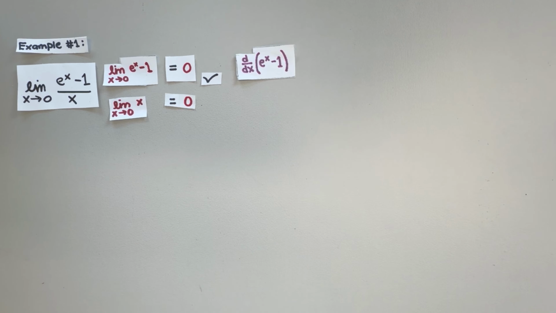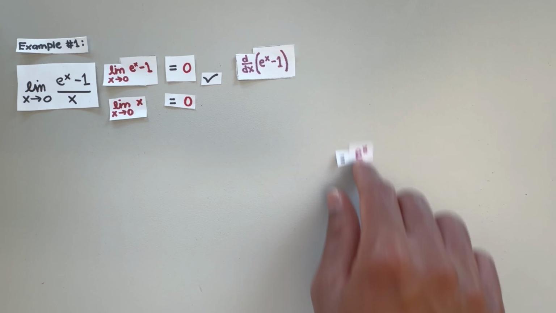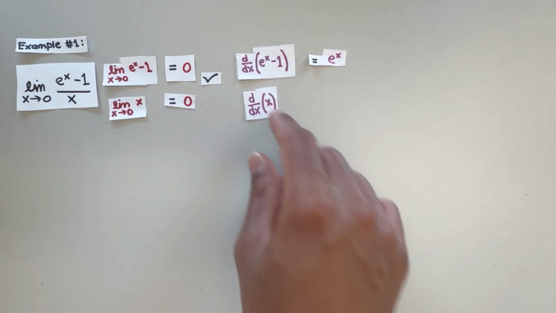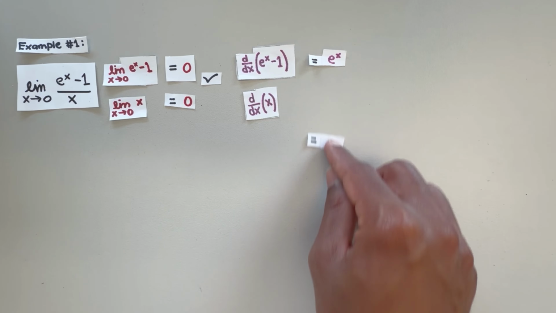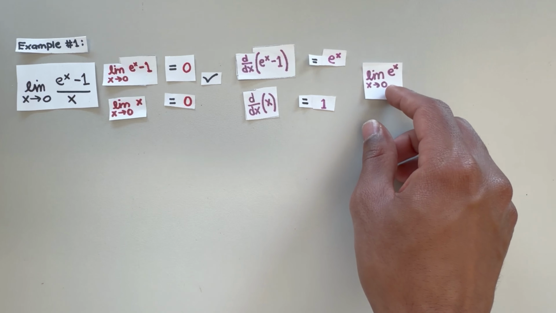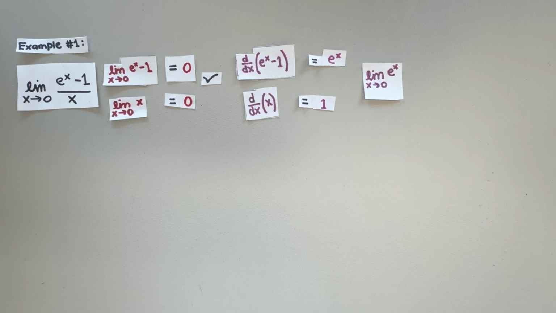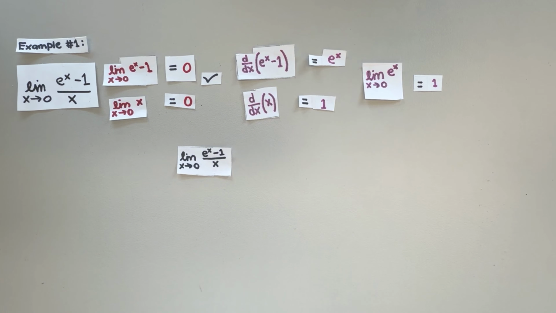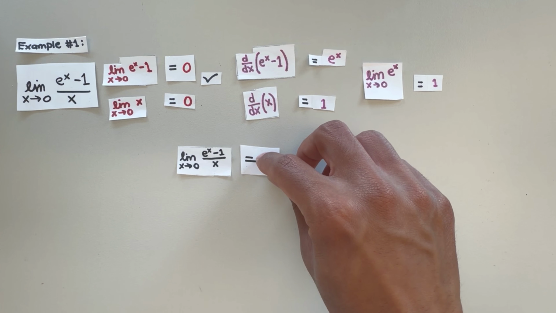We take the derivative of the top function, e to the x minus 1, which just gives us e to the x. Then we take the derivative of the bottom function, x, which is just 1. Now we plug our limit of 0 into our new expression, e to the x over 1. Evaluating e to the 0 gives us 1, leaving us with 1 over 1, so our final answer is just 1.